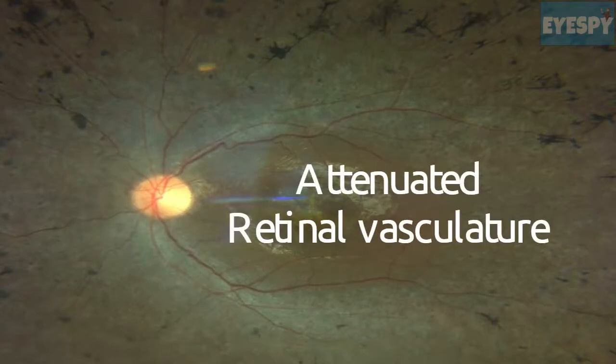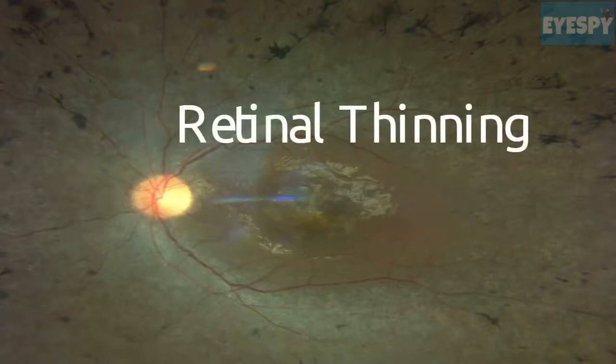The reason for the attenuation of retinal vessels is not clear. Several theories are cited, one of them being decreased metabolic demand after ganglion cell degeneration following photoreceptor cell loss. Also seen in this picture is altered foveal reflex due to retinal thinning.